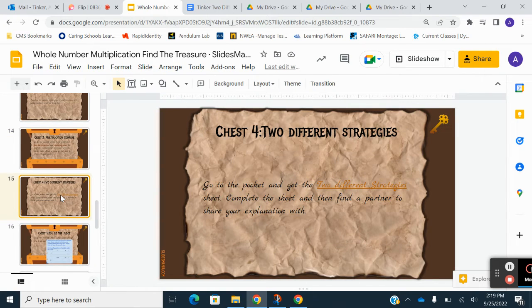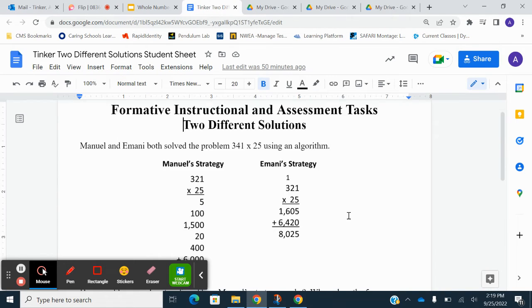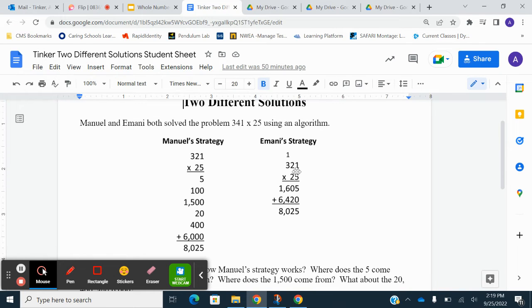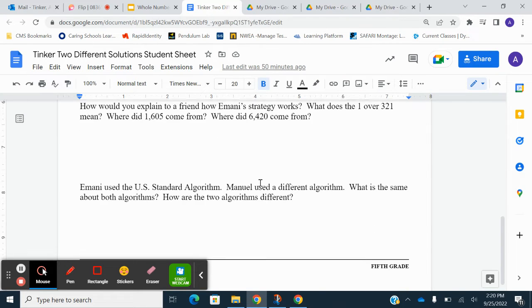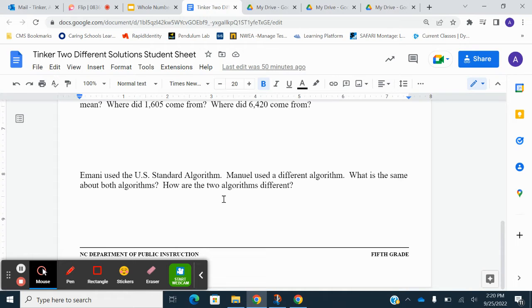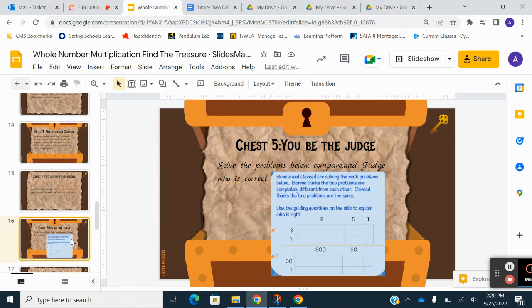Then this one's called Two Different Strategies, so they have to get the two different strategies sheet, which is right here. So it shows them these students solved in 2 different ways, and it asks them to explain some pieces of each of those strategies, and what's the same, what's different about them. So then they are required to go find a partner to share their explanations and talk about it.